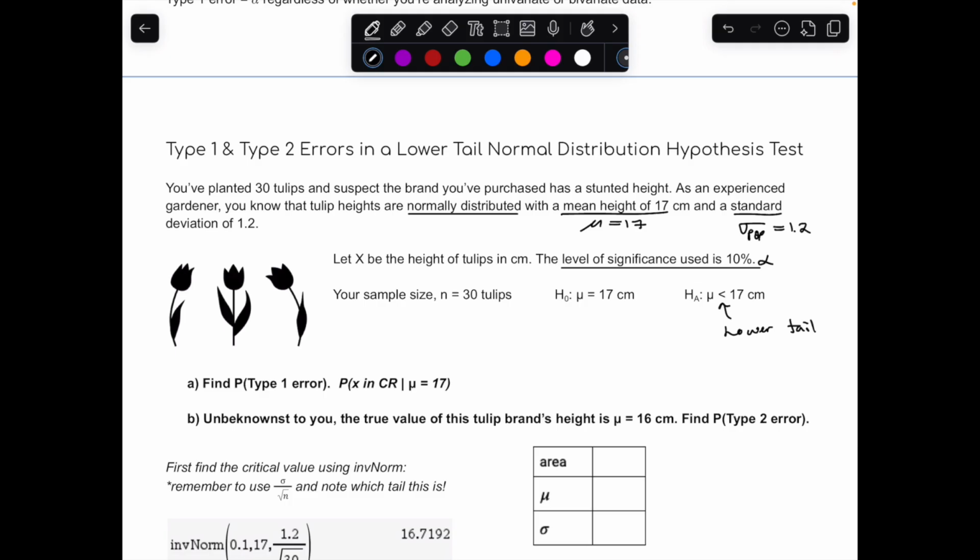Part A, find the probability of a type 1 error. So this is the probability that your sample for your 30 tulips falls into the critical region, causing you to reject H null, even though H null is true. And so the definition of that is alpha, which is 10% for this particular problem.